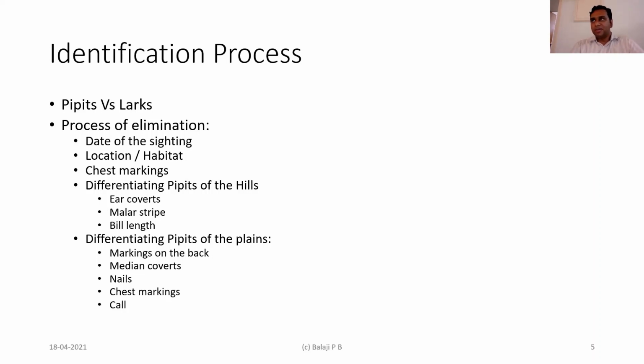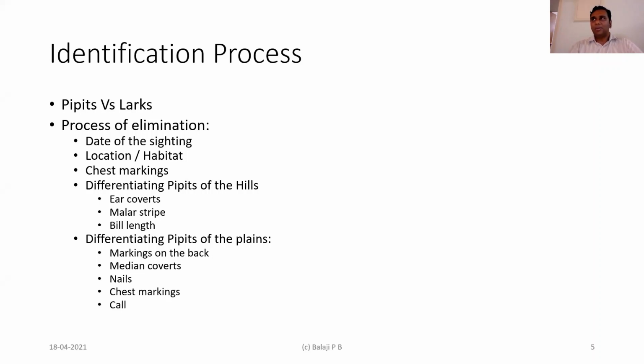The pipit identification process is basically a process of elimination. So what was the timing of the sighting? Which part of the year? Are you seeing it in the winter season, which is September to April? Are you seeing it in the summers? That is an important pointer which we can use to eliminate a few species.